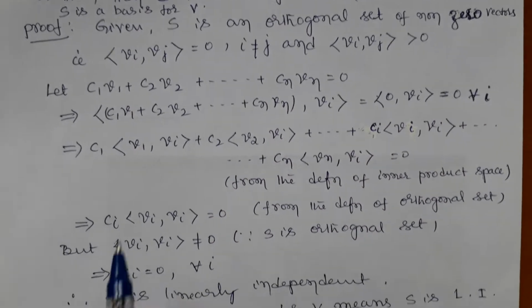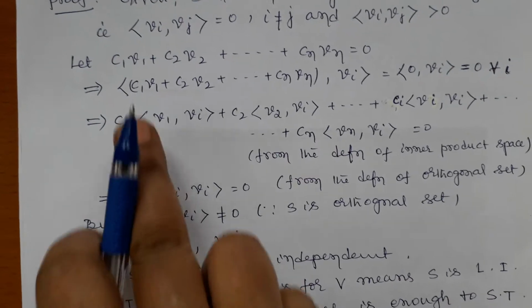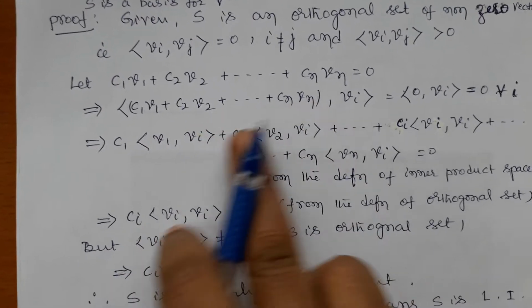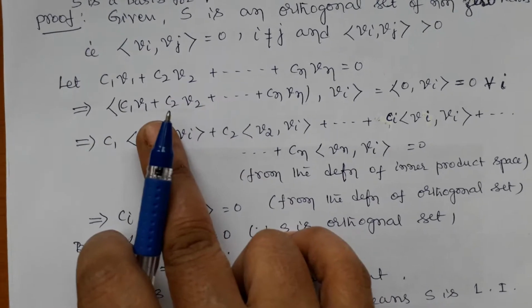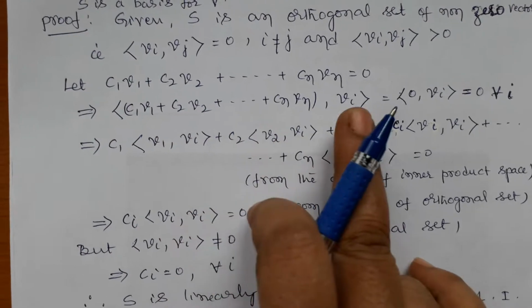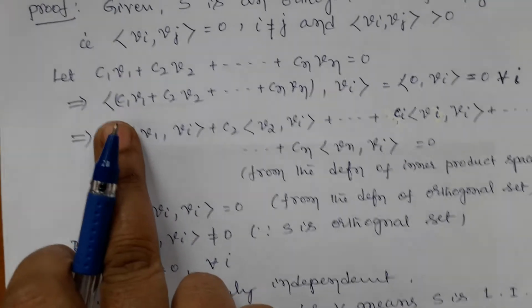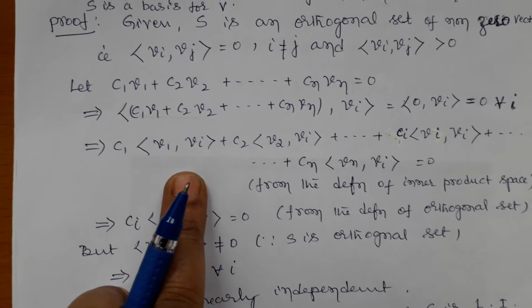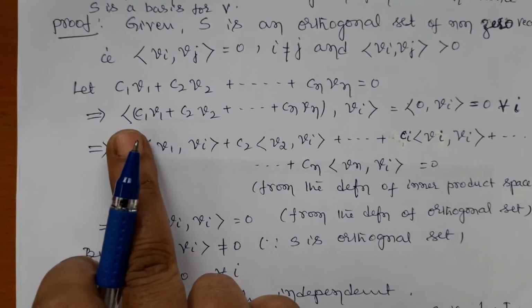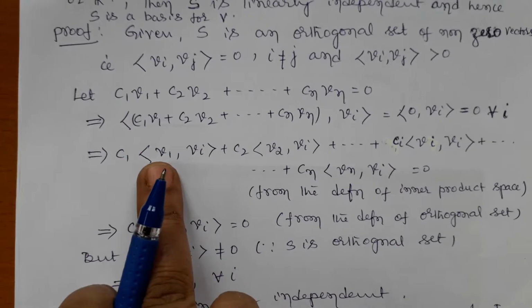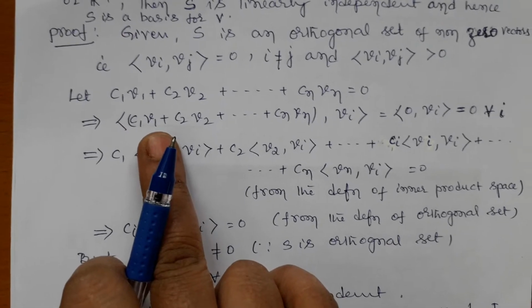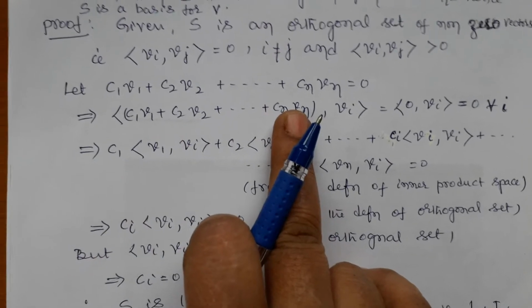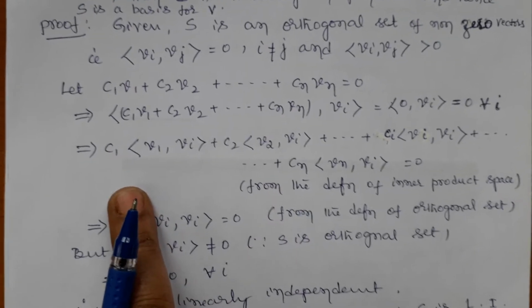Okay, then I am going to simplify this. Now I am going to take the second axiom, the additive property in the first slot, and also another, homogeneity in the first slot. Combining both, please try to understand. I consider the second and third axioms, meaning addition in the first slot and also homogeneity in the first slot.